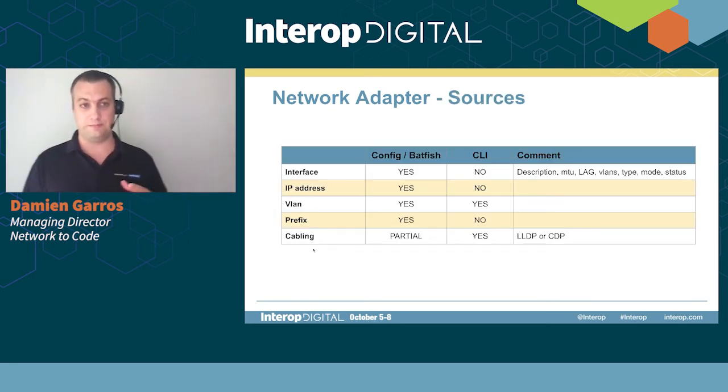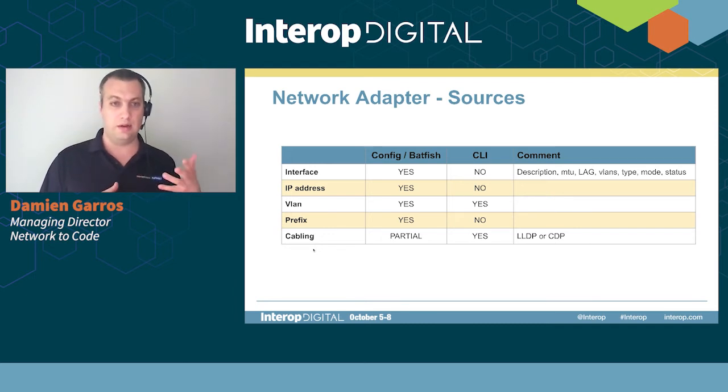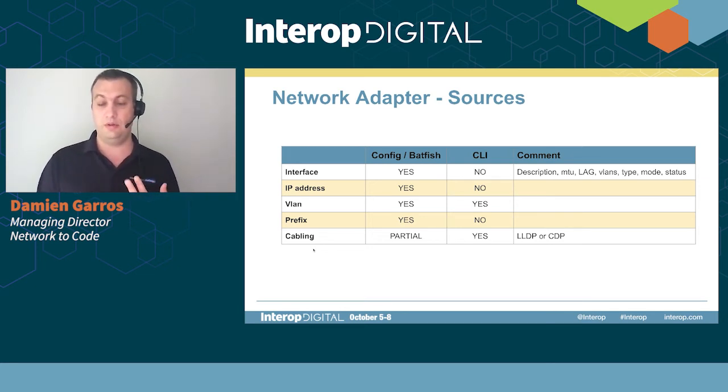If we look at what we are importing right now and where this information is coming from, in the base version, the network importer imports the interfaces, the IP addresses, the VLANs, the prefixes, and the cables. Most of them are extracted from the configuration, except the cabling, which has partial support. And from the CLI, we're also able to extract the cabling and the VLANs right now.